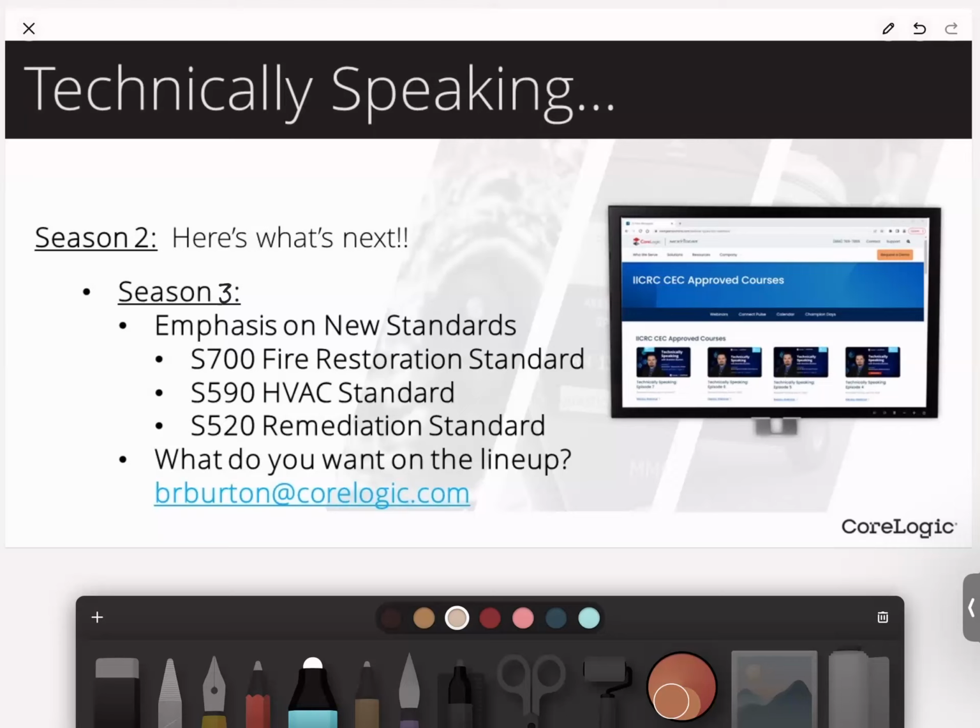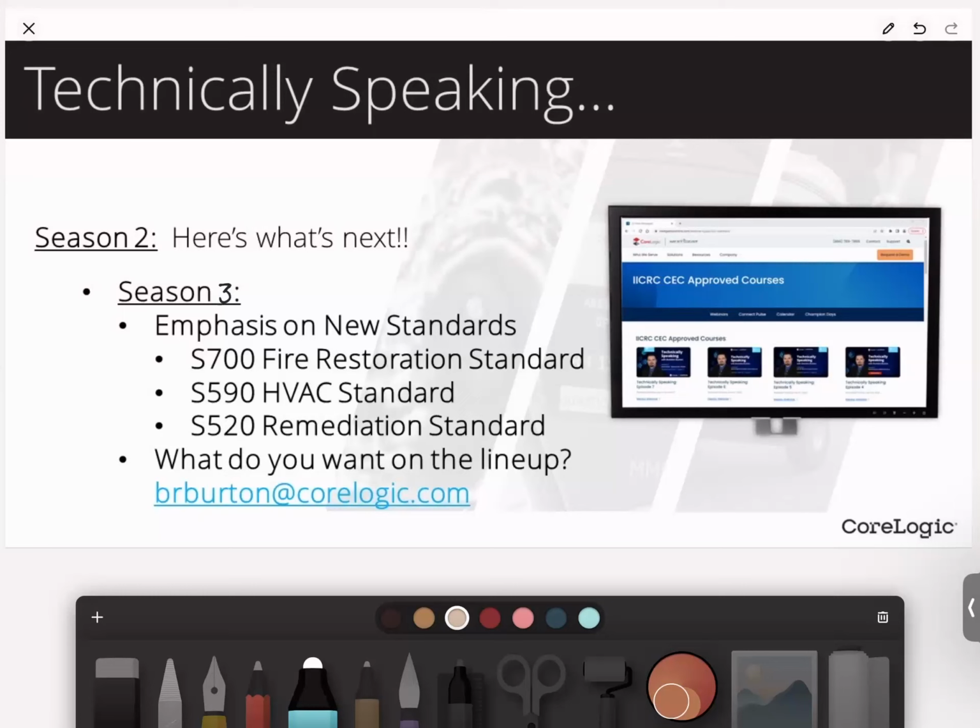My focus in season 3 is going to be a lot on some of these new standards that are coming out. We have the S700 fire standard that is right at the door. It's about ready to release, probably in the first quarter of next year, which is amazing. That was really hard work by a number of people, and I'm super excited that it's going to come out. So look for that S700 fire restoration standard, first quarter of 2024.